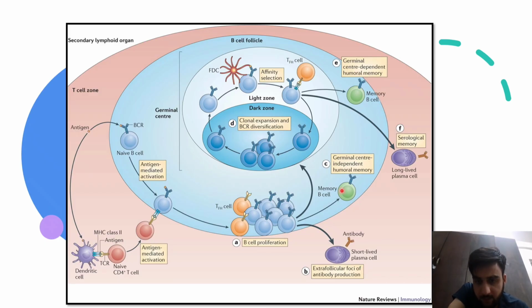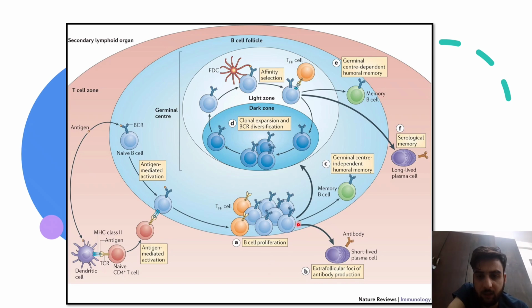So this will be called germinal center independent humoral memory, and there will be certain cells, the memory B cells, that will be called the long-lived plasma B cells. They will create the serological memory because they will reach the bone marrow, where they will maintain the baseline of the immunity. And here we have the germinal center dependent humoral memory, where based on germinal center maturation, affinity maturation, and clonal expansion, these memory cells will be formed.